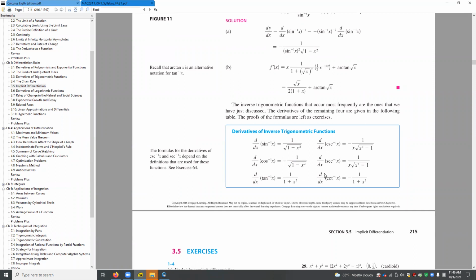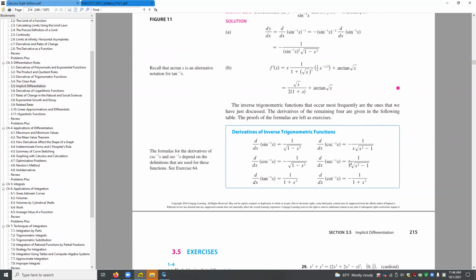And then cosecant, secant, and cotangent are these. So for secant and cosecant, I remember them like this, right? The secant guy, you've got the x squared minus 1 flipped around under the square root, and then you've got an x here. And then for cosecant, it's the same as secant, just with a negative. And cotangent, same as tangent, just a negative.